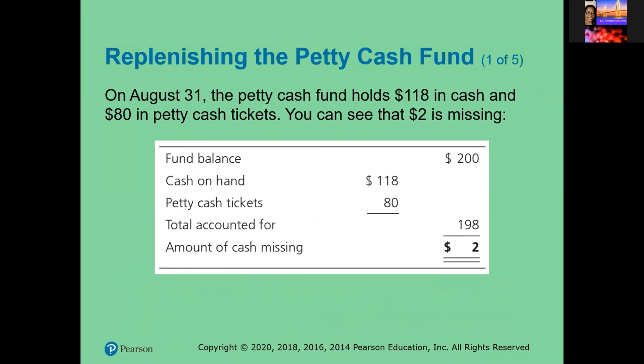On August 31st, the petty cash fund holds $118 in cash and $80 in petty cash tickets. $2 is missing. So here you see the fund balance is $200, cash on hand is $118, and petty cash tickets are $80. So the total accounted for is $198, which is $118 plus $80. But we started out with $200. So there's $2 that's missing.